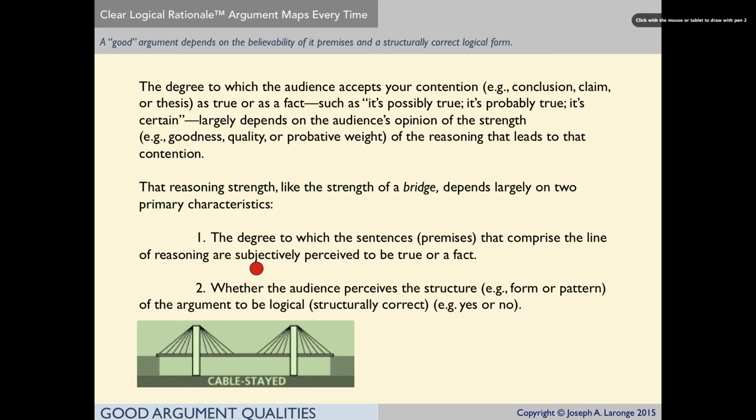Everybody can perceive claims, contentions differently. And the other characteristic, remember we said there are two primary ones in determining the strength of a bridge or an argument, is whether the audience perceives the structure, the form or the pattern of the argument to be logical. And that's called structurally correct.